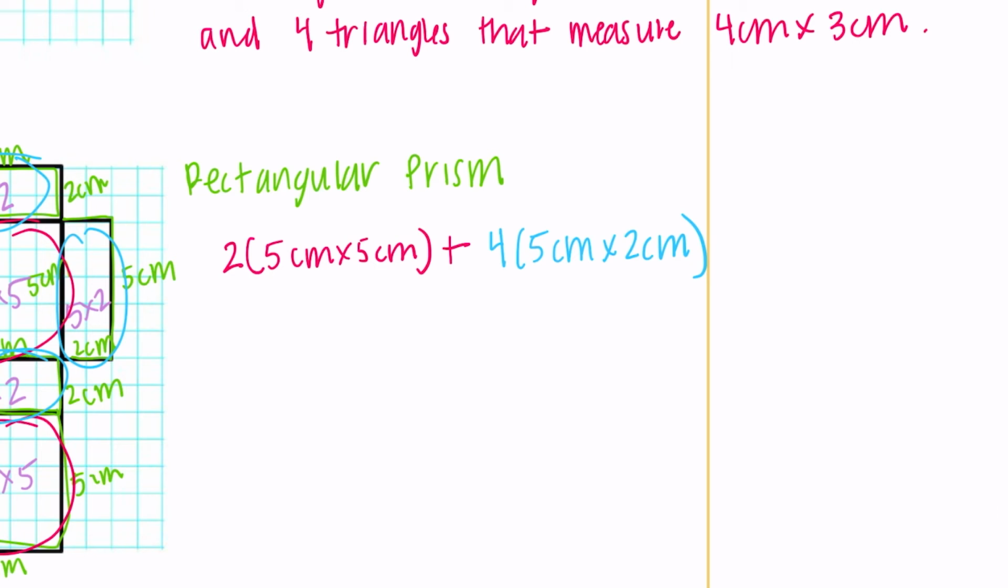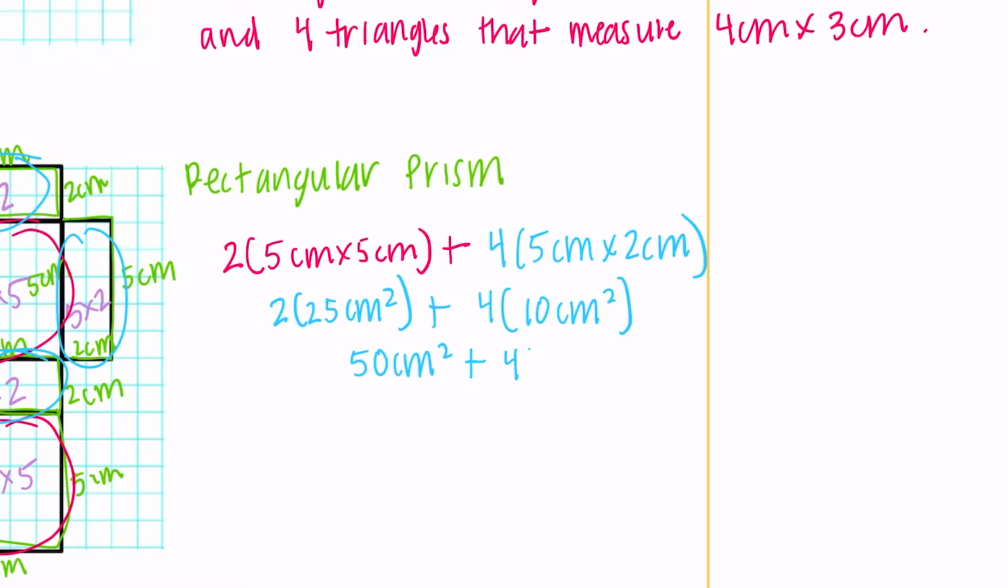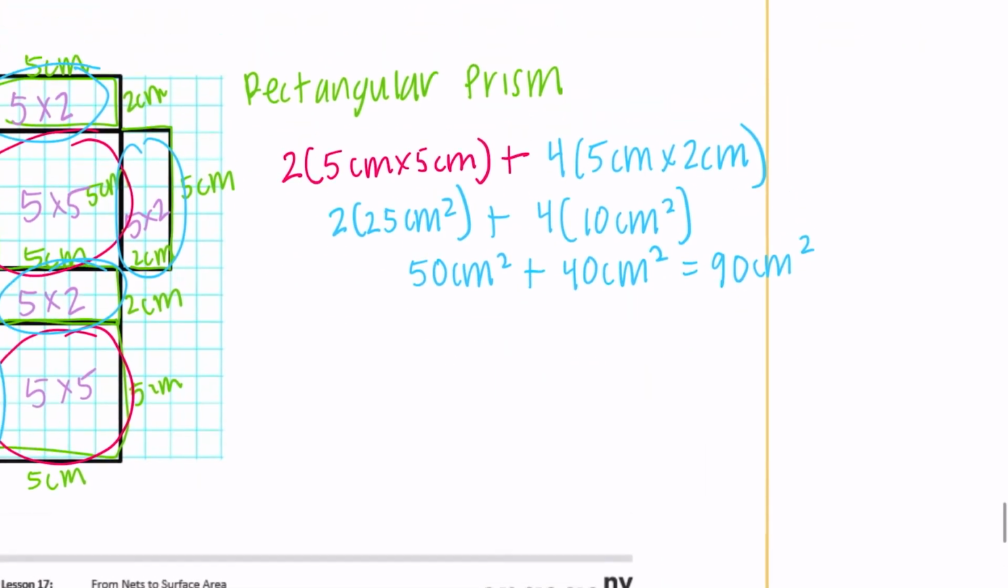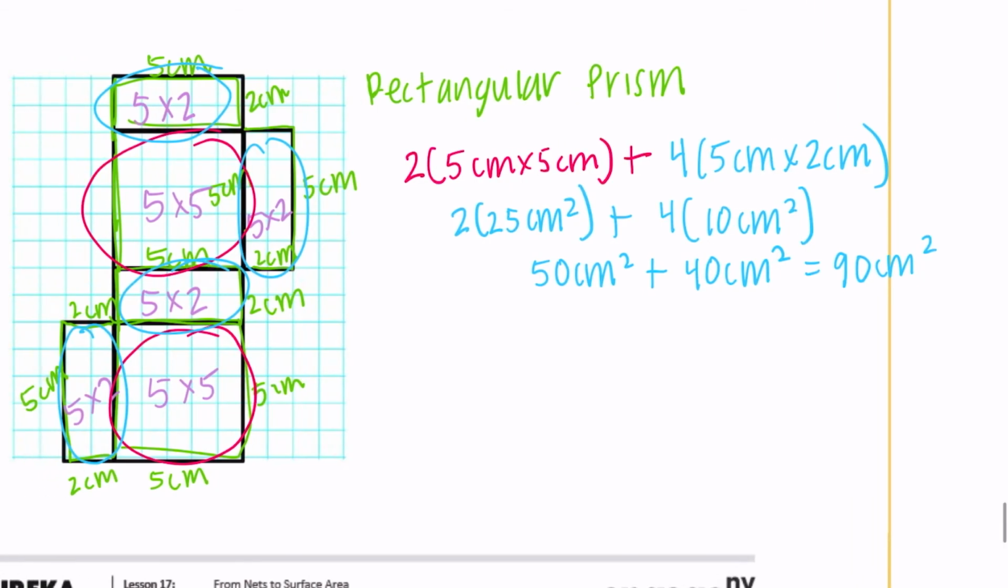So now we can solve. So 2 times 25 centimeters squared plus 4 times 10 centimeters squared would be equal to 50 centimeters squared plus 40 centimeters squared, which is equal to 90 centimeters squared as the total surface area. So where did we find everything? We can say the figure has 2 square faces.